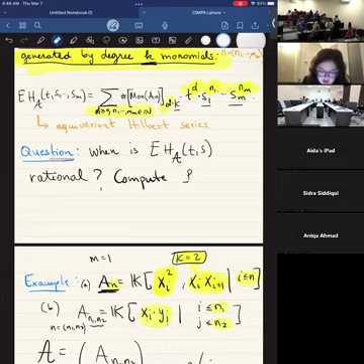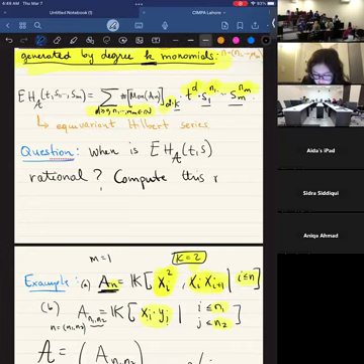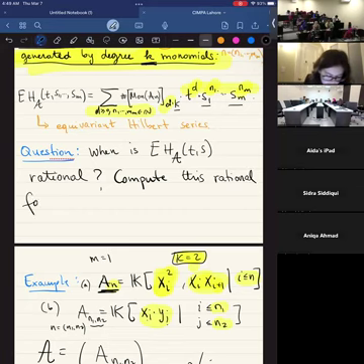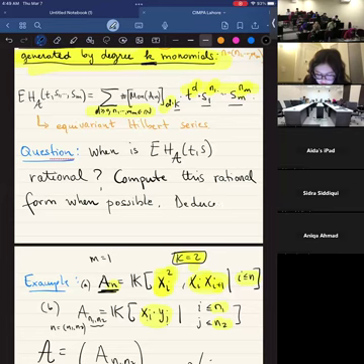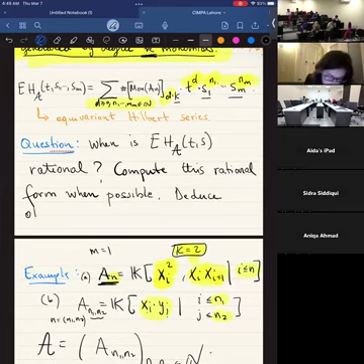So that's the story of that. Okay, so here we said, when is this rational? And when it is rational, compute this rational form when possible, and deduce other information.